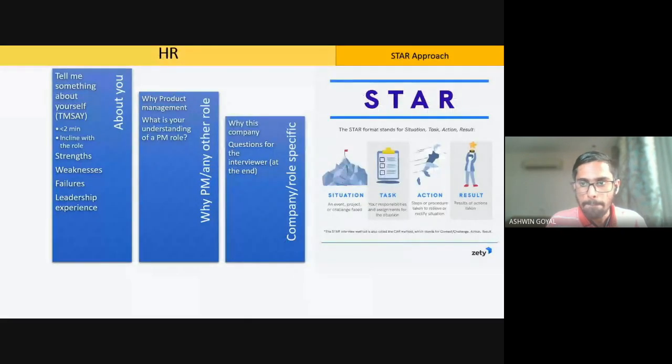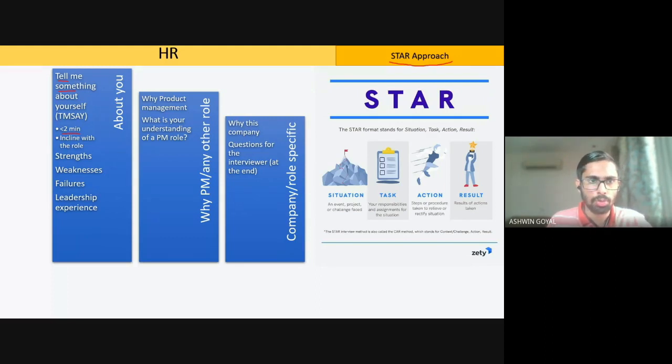Okay, if there are no more questions, I'll quickly jump to this. We've discussed the STAR approach, right? Situation, task, action, result. I briefly covered this last Friday, I think. So we talked about the most important question usually asked in an interview: tell me something about yourself. You need to create a 2-minute speech. You either write it down or record a video, and then practice it multiple times before your interview. So that is important. Next can be strengths, weaknesses, failures, leadership experience.